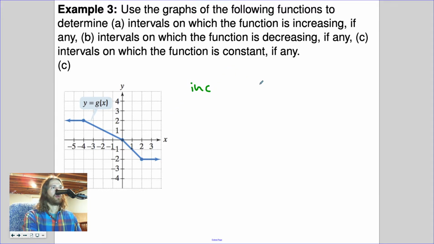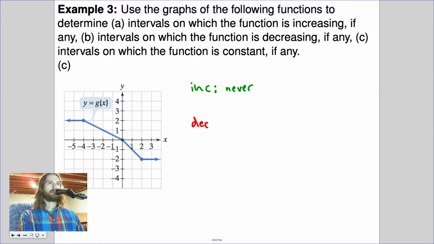Increasing. Let's find my increasing. Well, it's flat right here because this arrow is heading forever in that direction. So all the way from -infinity up to -4, it's flat. And then we start biking. So we're biking on flat, then biking downhill, and then biking on flat again. So where is it increasing? It's never increasing.